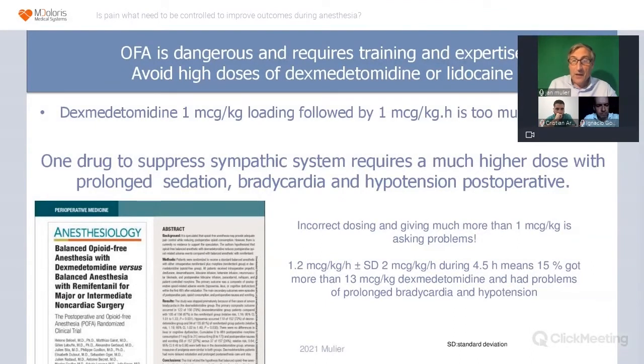Now, in reality, they were given 1.2 micrograms per kilogram per hour with a standard deviation of 2 micrograms per kilogram per hour. It means that for a procedure, and these procedures on average were around 4 to 5 hours, 15% of these patients got more than 13 micrograms per kilogram dexmedetomidine, next also to lidocaine, ketamine, and the other doses. This was far, far too high. They had even said in the protocol that they were going to use the ANI, but they didn't look at it, they didn't use it to reduce the doses. If they would have used a monitor and reduced if it was not needed, then these high doses were not required at all. And you would not have the side effects of long sedation, hypotension, bradycardia, on which even the study had to be halted.